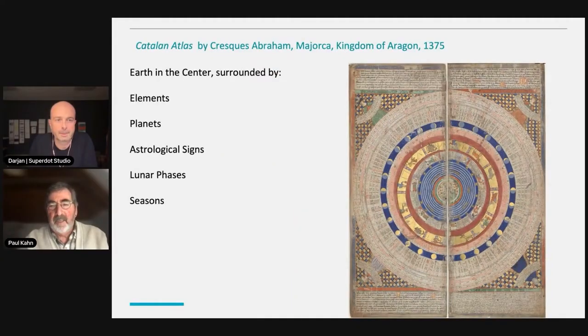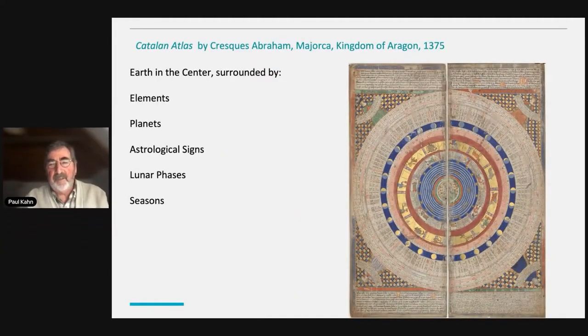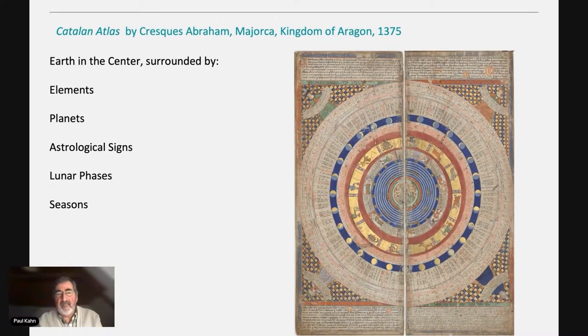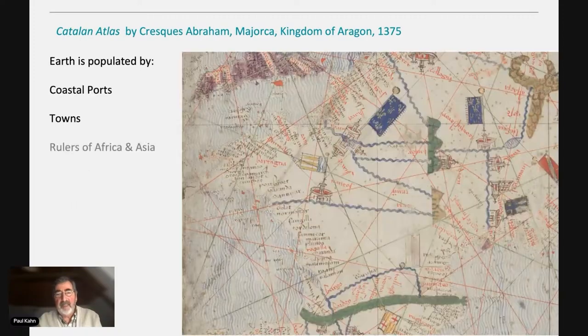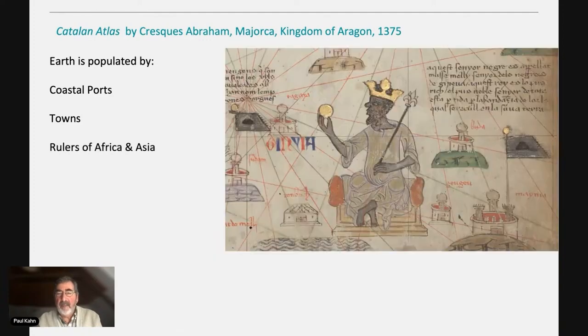So this is the image of the Earth at the center of the universe from the Catalan Atlas, surrounded by elements, planets, and astrological signs. The representation of the Earth now includes a very detailed list of all the coastal ports here along the Atlantic coast and individual towns. And we also see the rulers of Africa and Asia.